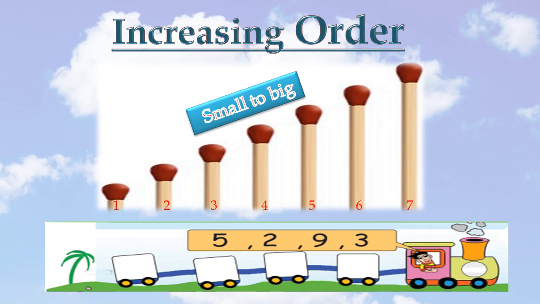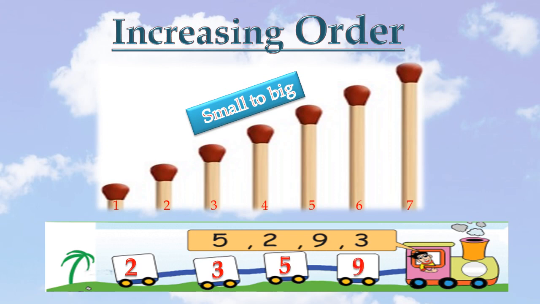How can we write this one in increasing order? First of all, we want to write the small number. Okay, which is the small number from these numbers? Number 2 is the smallest number. So, number 2 we want to write in the first box. Then the second smallest number is 3. Then the third smallest number is 5. The last we want to write the big number, number 9. That is 9.